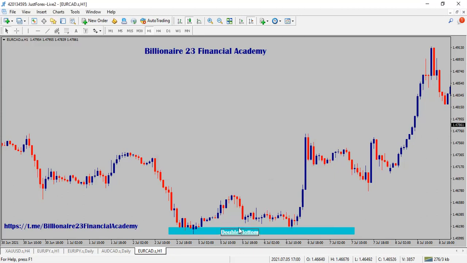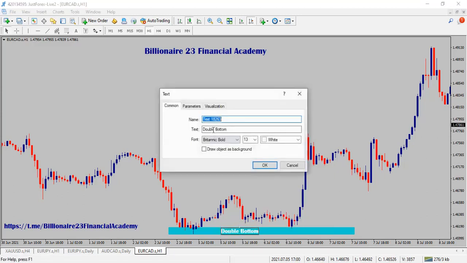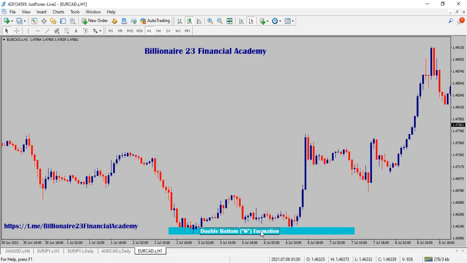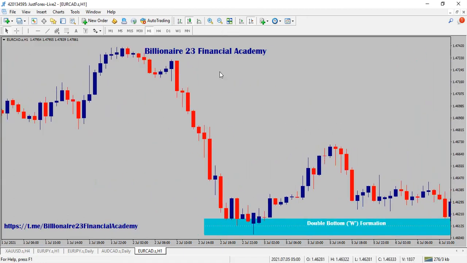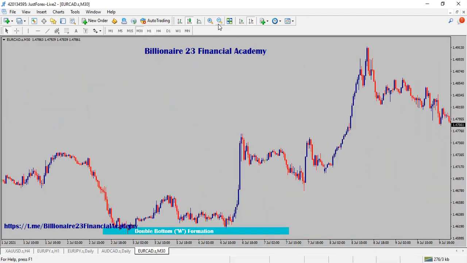Double bottom, or let me just put in parentheses, W formation. I think it's clear to see. And then since then, price just moved up. Let me just check something. Let me drop down to a lower time frame.